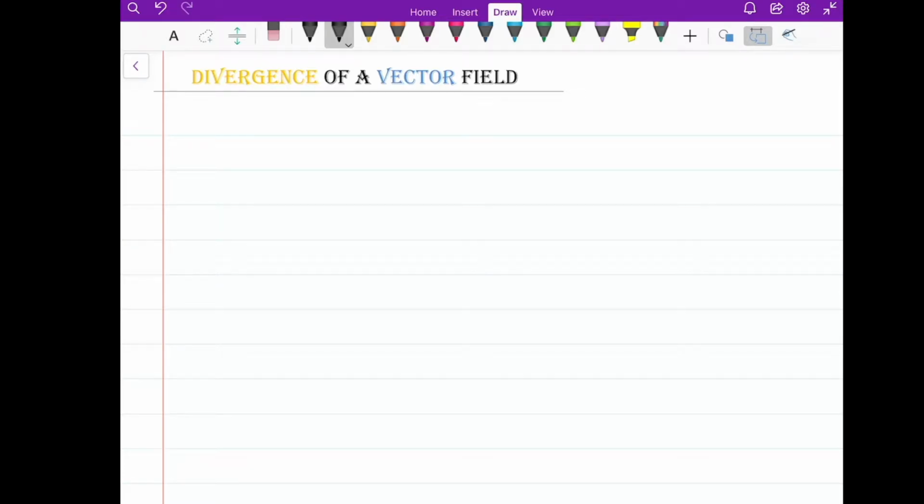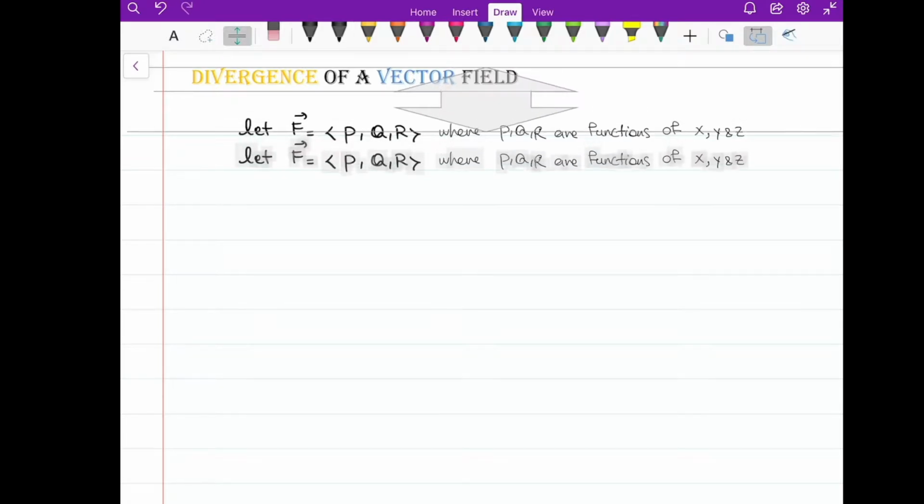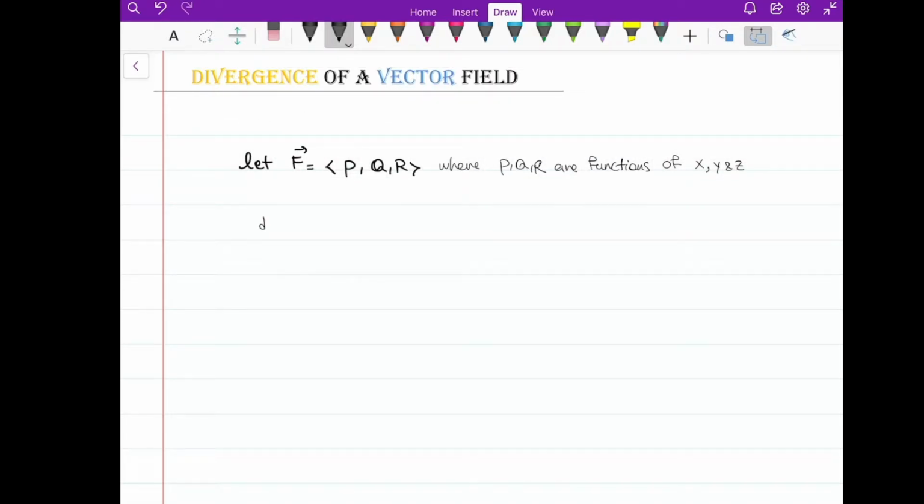This video is part of an online course of multivariable calculus, and I'm going to talk about divergence of a vector field. So let's take a vector field F with the coordinates P, Q, and R, where P, Q, and R are functions of X, Y, and Z, and I'm gonna define an operation that is called del.